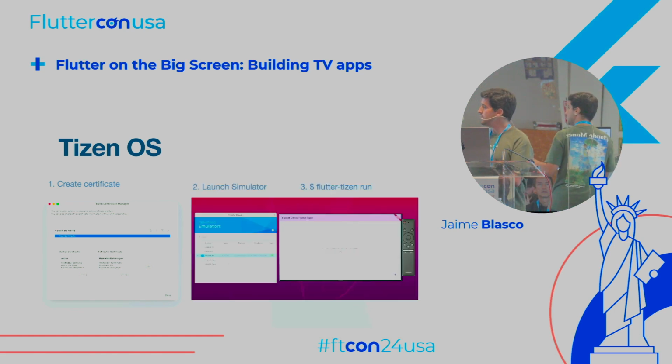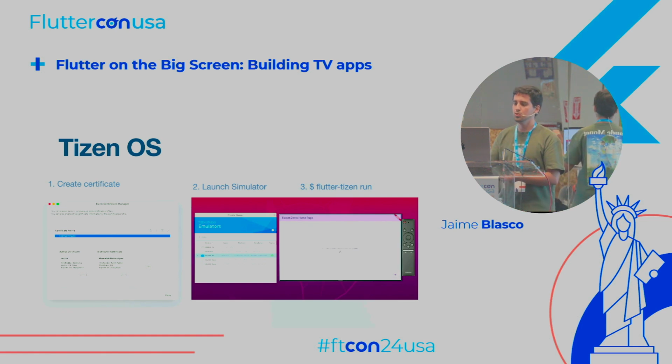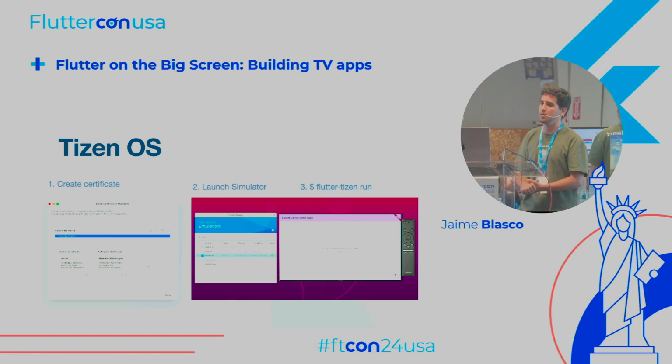And then very easily also, you have another app when you install the SDK, that is the emulator manager. You add a new emulator, the TV, that is created by default. You call Flutter Tizen, you initialize the emulator, you call Flutter Tizen run, and it will run your app directly on the emulator itself.